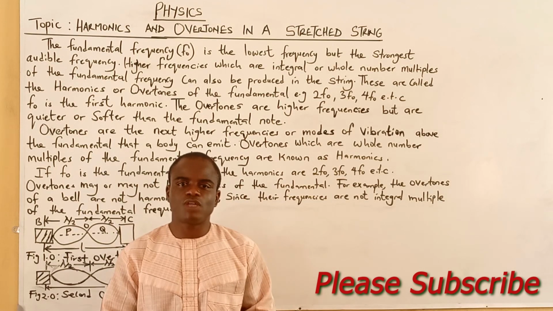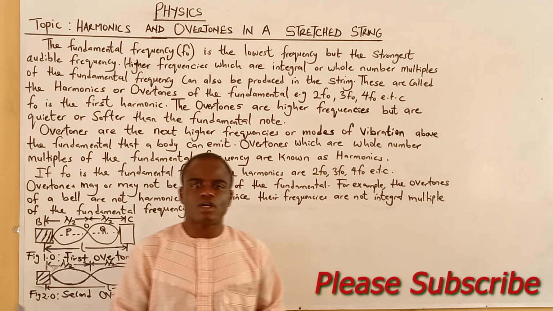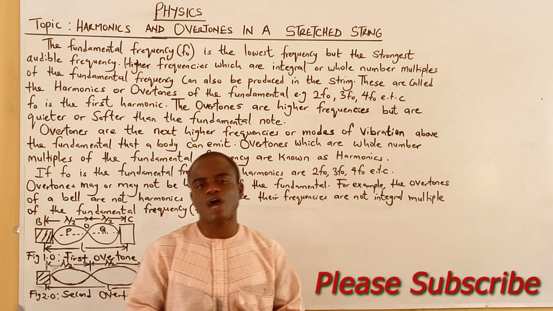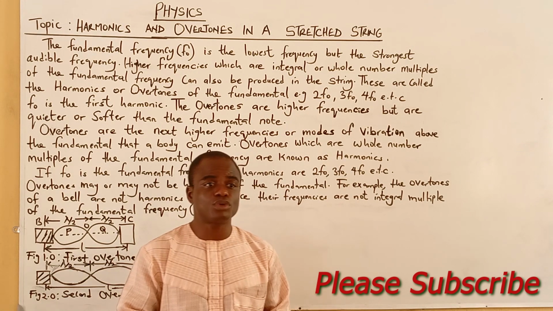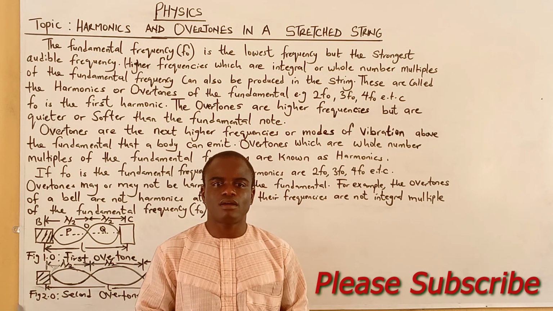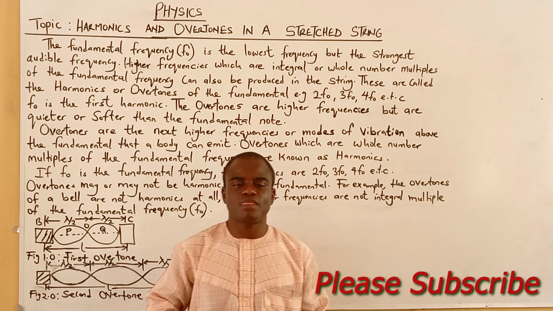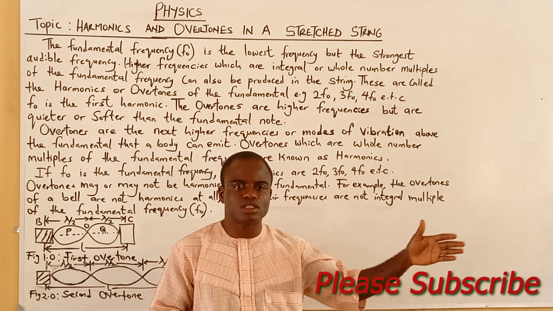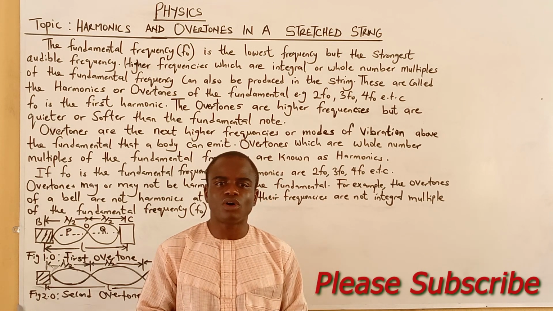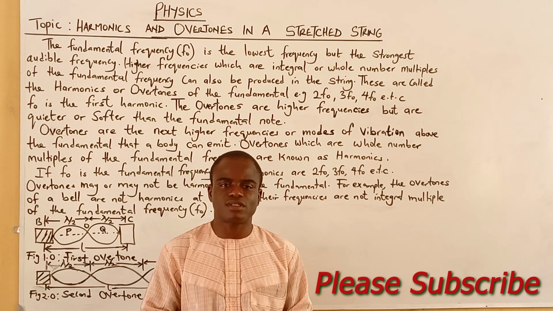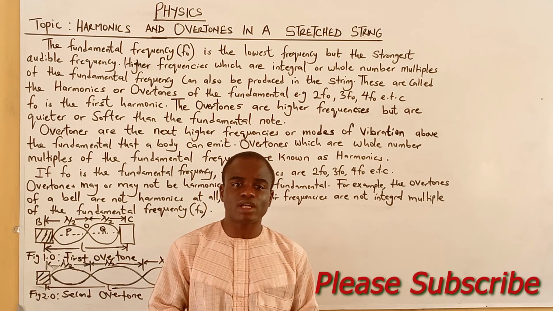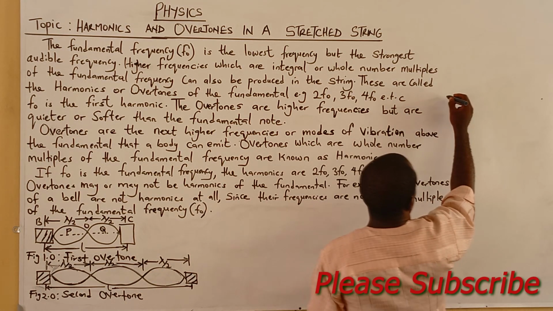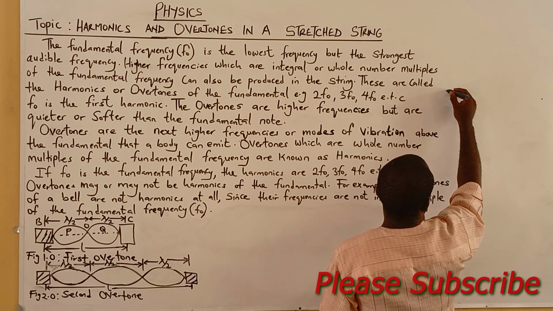Good day, students. Today we are considering a topic which is harmonics and overtone in a stressed string. We want to see how it takes place in a stressed string. For example, when you pluck a string, e.g., a guitar, the first loop that you have before you have subsequent loops is called the fundamental frequency and is the strongest audible frequency. Other loops are not as loud as the first loop.